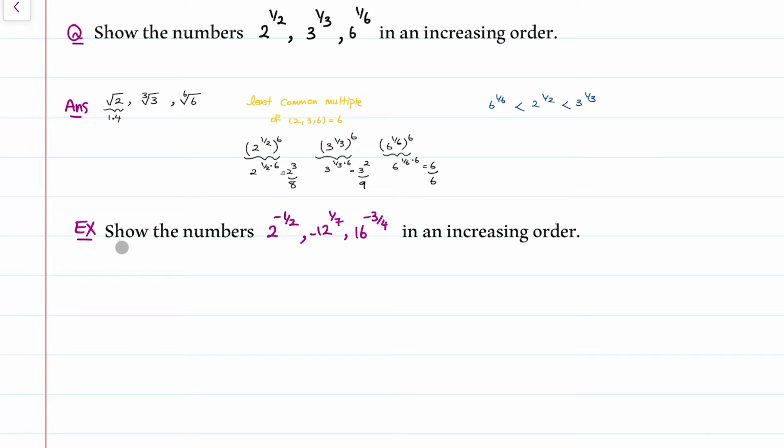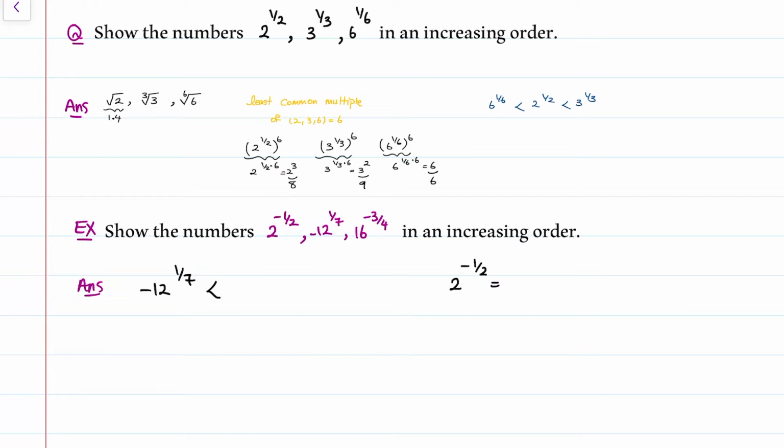Let's solve one example similar to the previous question. Show these three numbers in an increasing order. So what do I have in here? As I see, I have a negative number, this one. Therefore, this is smaller than the rest of the numbers for sure. So negative 12 to the power of 1/7 is smaller than the rest because this one is negative. Now I have two positive numbers with negative exponents. Let me simplify them a little bit.